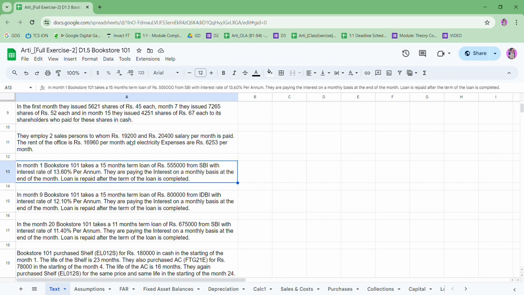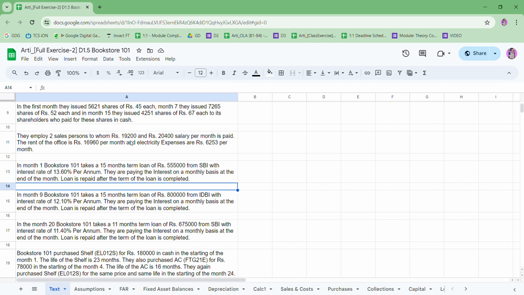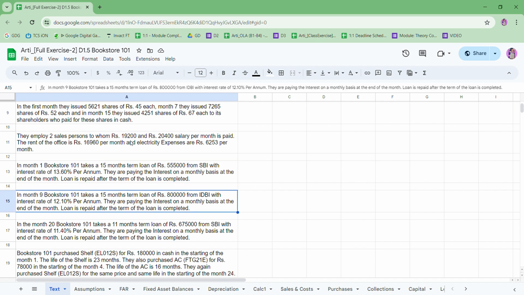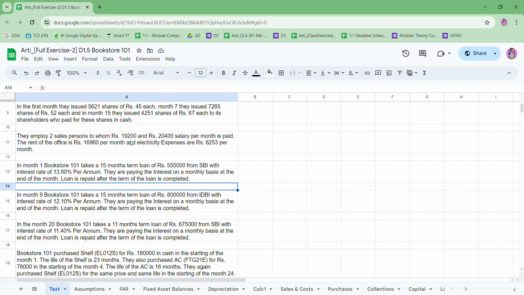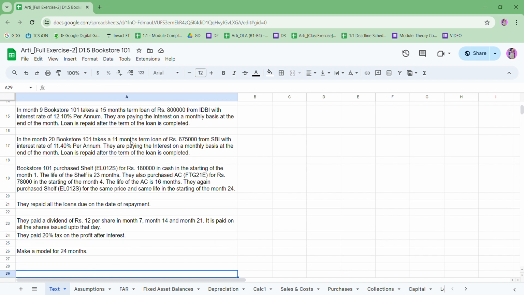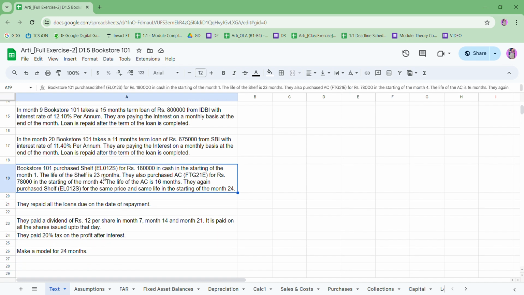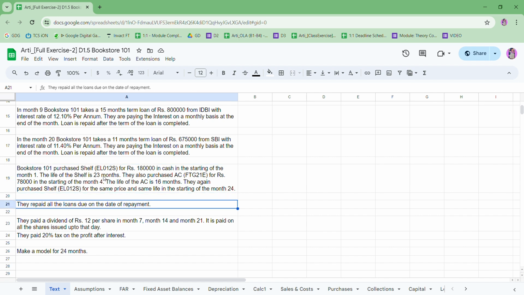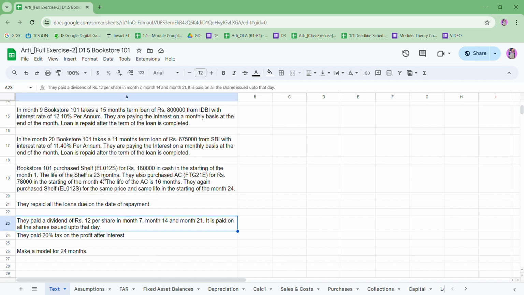Term loan information has also been provided with the respective interest rate and the bank from which it has been taken. Next, we can see that fixed assets have been purchased with their respective useful life information. All the loans have been repaid on the date of repayment. Dividend information can be seen here, as well as tax, which is 20% on the profit after tax.